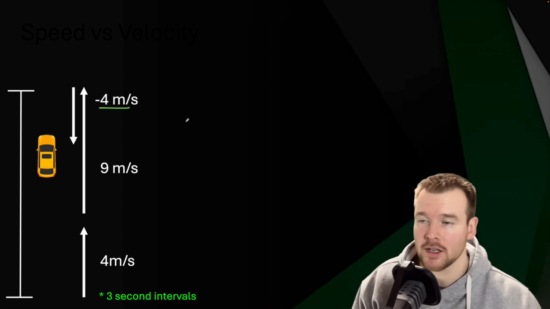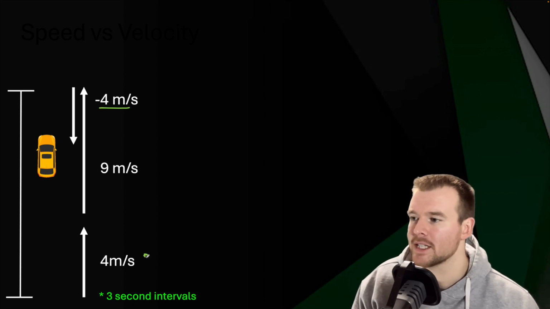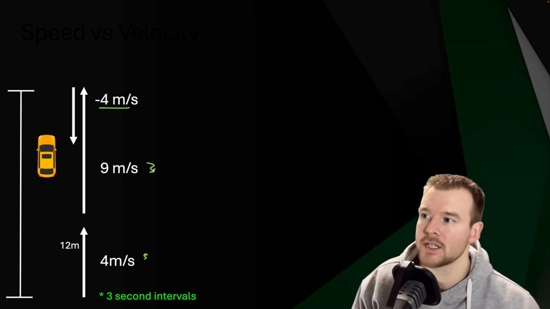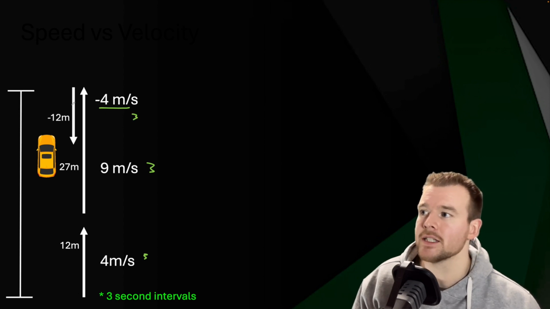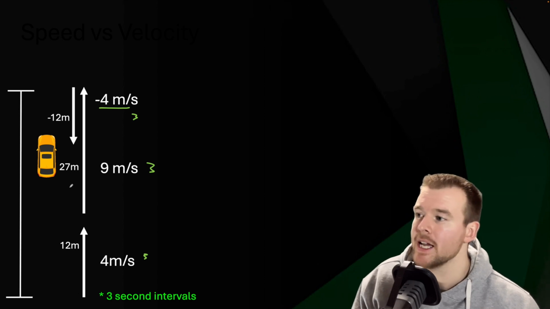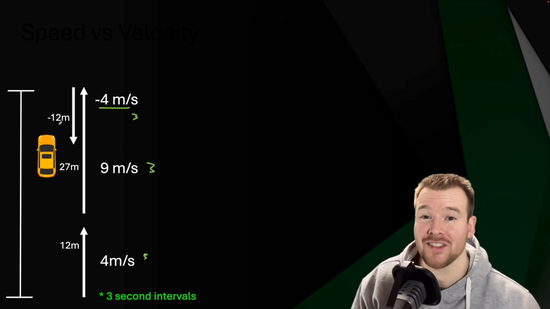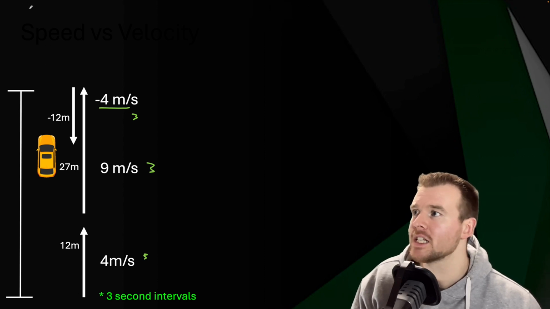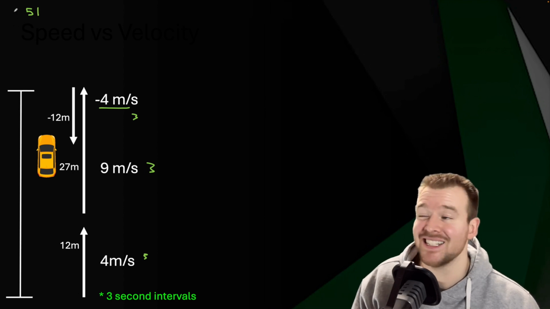Okay, so again, I should look at my distances here. 4 meters per second for 3 seconds, 12. 9 meters per second for 3 seconds, 27. Negative 4 meters per second for 3 seconds, I'm going to come backwards 12 in this case. So my total distance, 12 plus 27 plus 12, that's the total route traveled, is going to be 51. I think it pops up here later, but remember that for the distance.